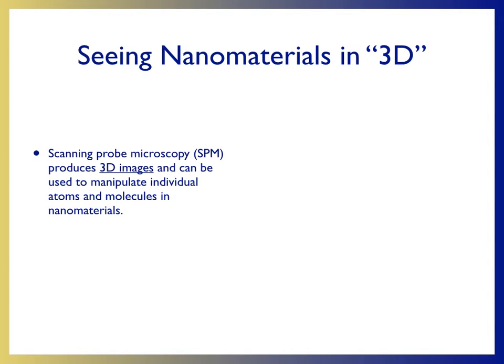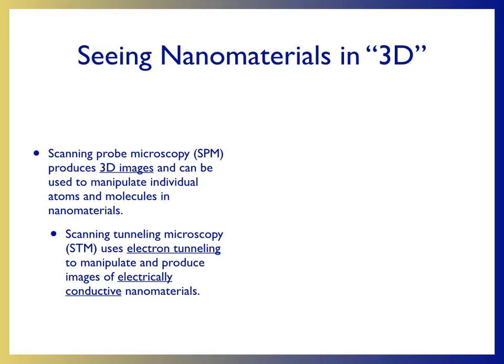We can also take a look at probe microscopy. In scanning probe microscopy, we can produce 3D images that can be used to manipulate individual atoms and nanomaterials. There are two types of scanning probe microscopy that's useful in imaging and manipulating nanomaterials. The first is scanning tunneling microscopy.